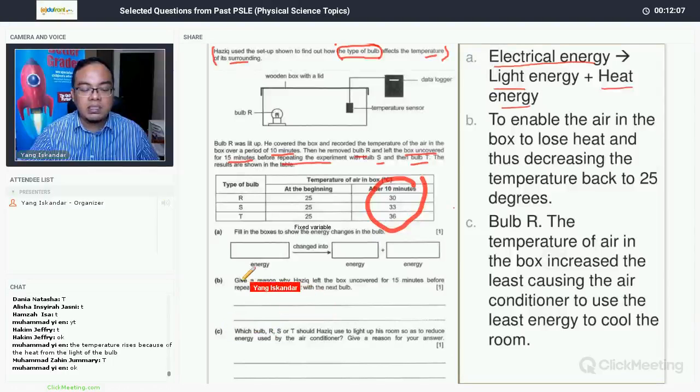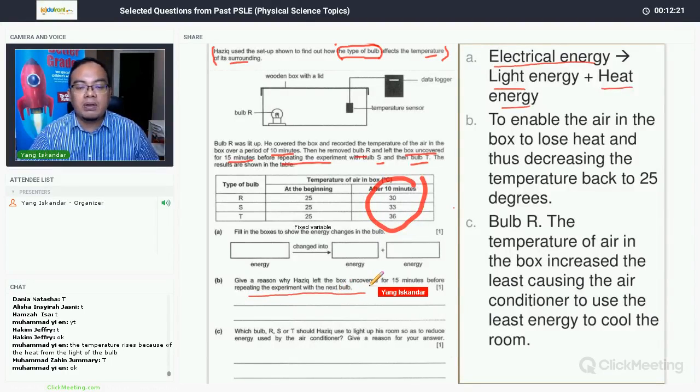Okay. Now part B. Part A is quite easy. It's a 1-mark question, so all of you should get the answer. Now give a reason why Haziq left the box uncovered for 15 minutes before repeating the experiment with the next bulb. Now this is very important, quite a tricky question. So you can see here in this experiment, what happened? After he used bulb R, he removed bulb R and left the box uncovered for 15 minutes before repeating the experiment with bulb S and bulb T.